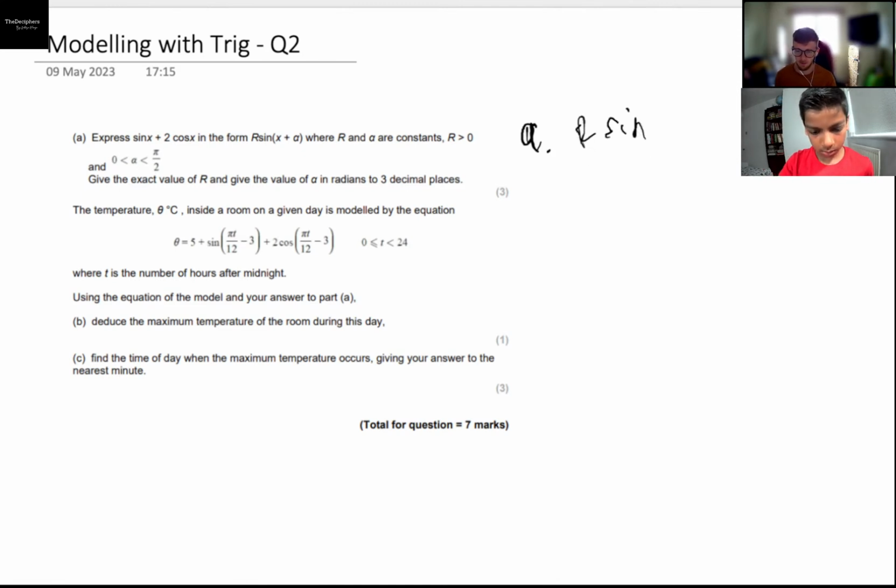r sine of x plus alpha, that's the same as r times sine of x with alpha, that's the same as sine x sine A plus sine x cos A.